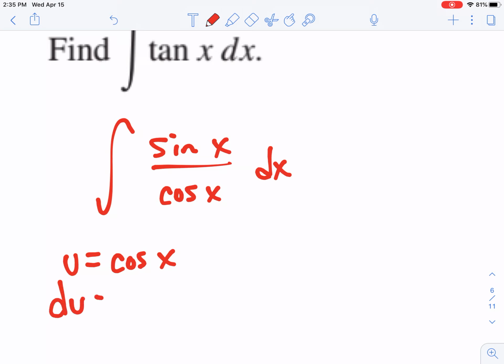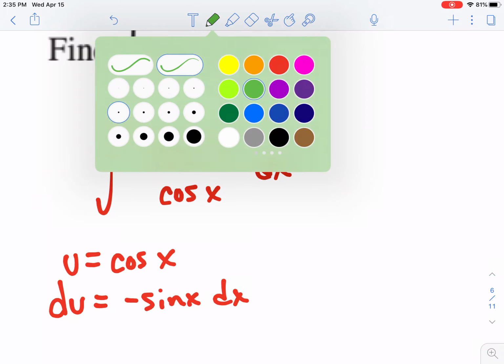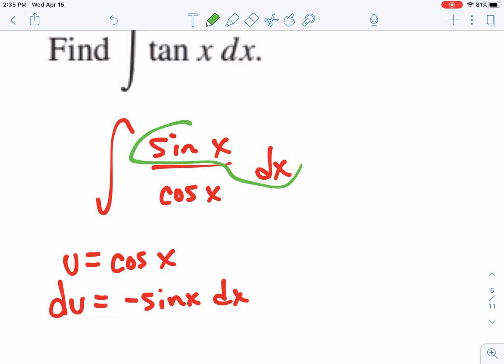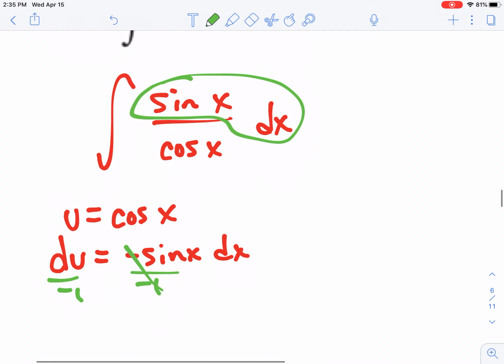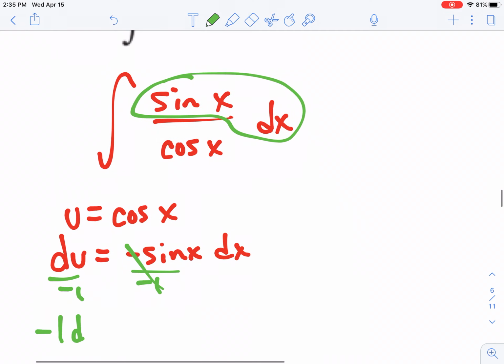Our du, our derivative of cosine, so if you think back to derivatives, the derivative of cosine is negative sine x, right? dx. Now, that's almost exactly what we need. We need the rest of this thing. We need sine x dx accounted for by our du, but we have negative sine x dx, so we're really just going to divide by negative 1 there, right? So we have negative 1 du equals sine x dx.